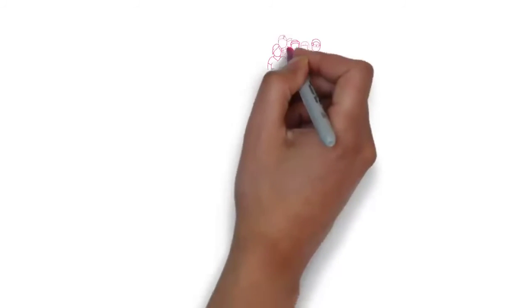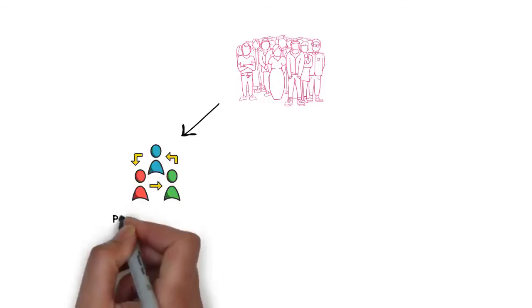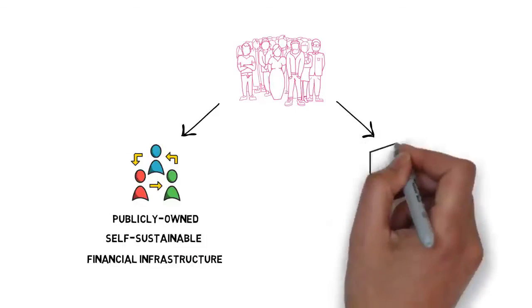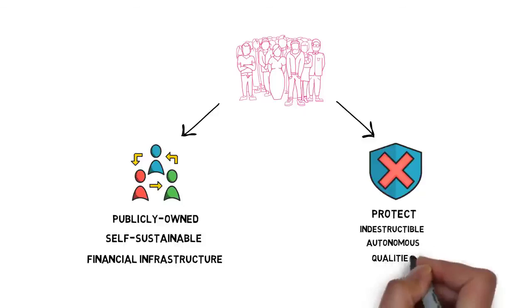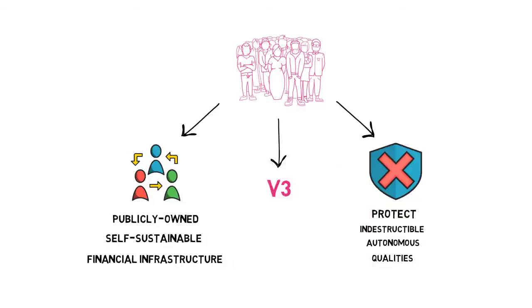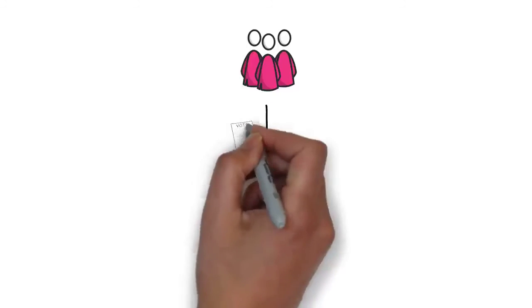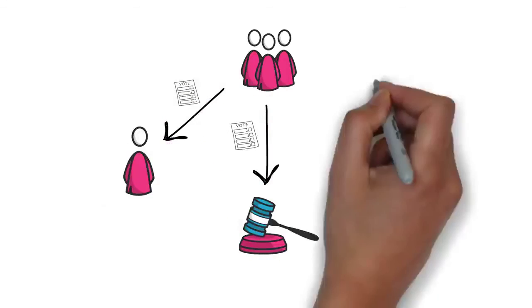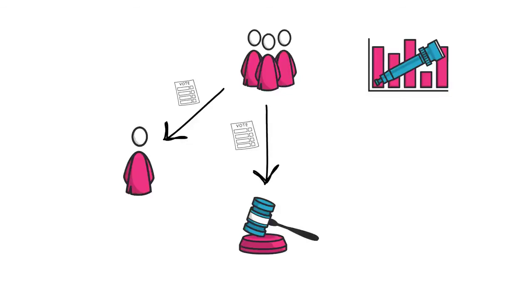By launching a token, the Uniswap team wanted to further decentralize the protocol, making it a publicly owned and self-sustainable financial infrastructure, while still continuing to protect its indestructible and autonomous qualities and working on Uniswap v3. The token holders will be able to participate in Uniswap's governance by voting on different proposals or delegating their votes to a third party. And, as with pretty much all of the governance tokens, there is a lot of speculation on the potential future revenue share from the protocol with the UNI holders.